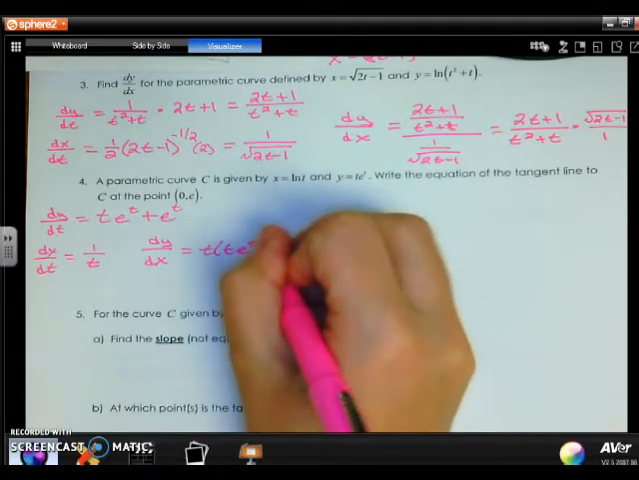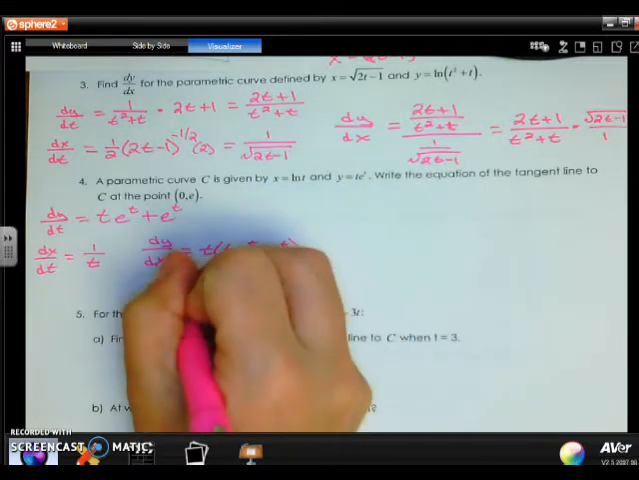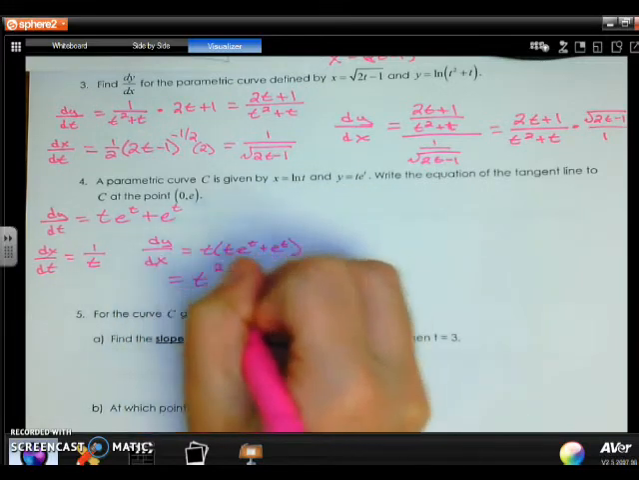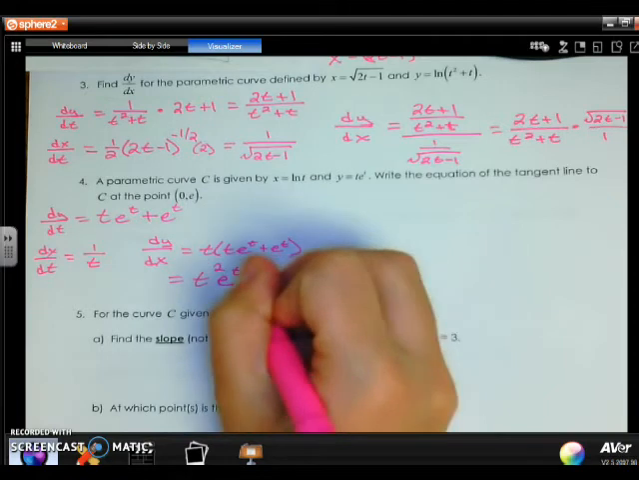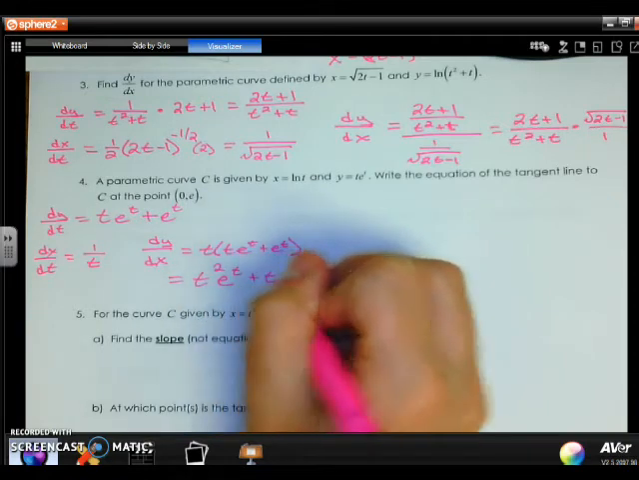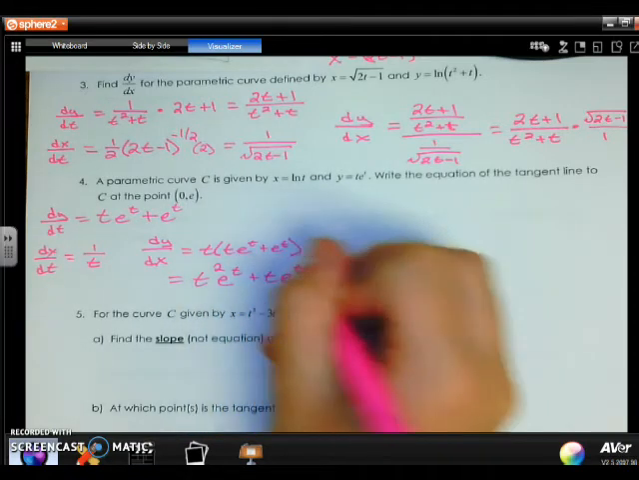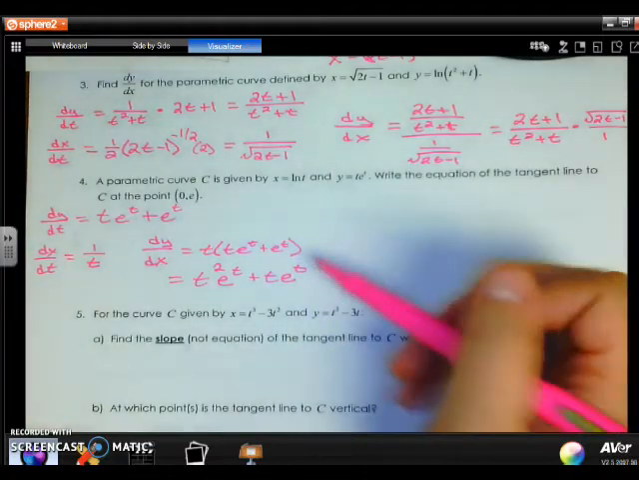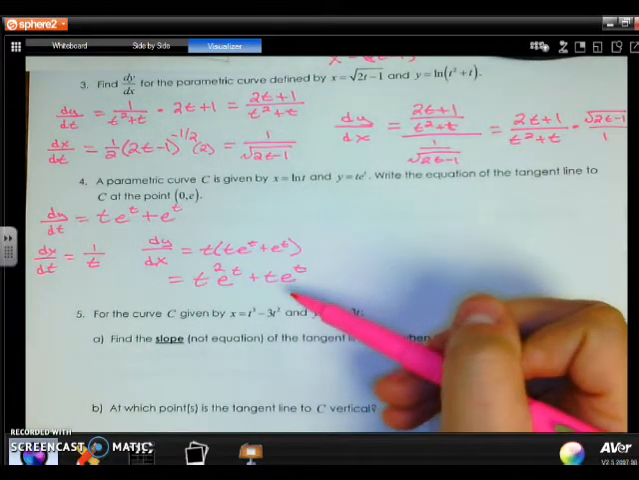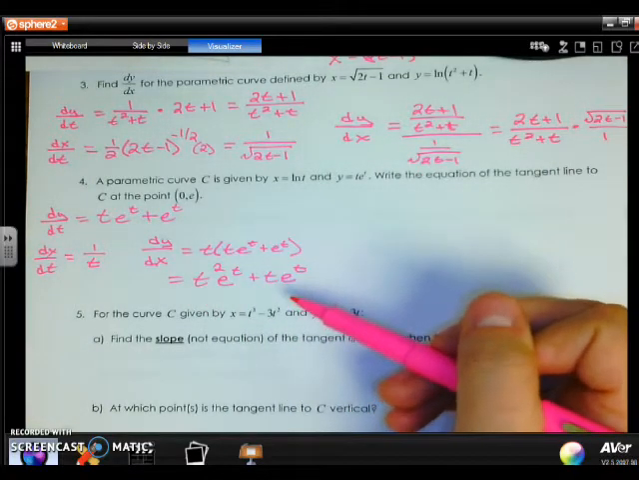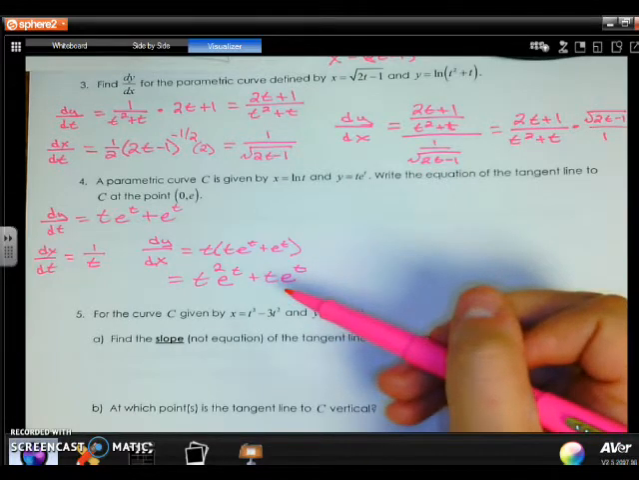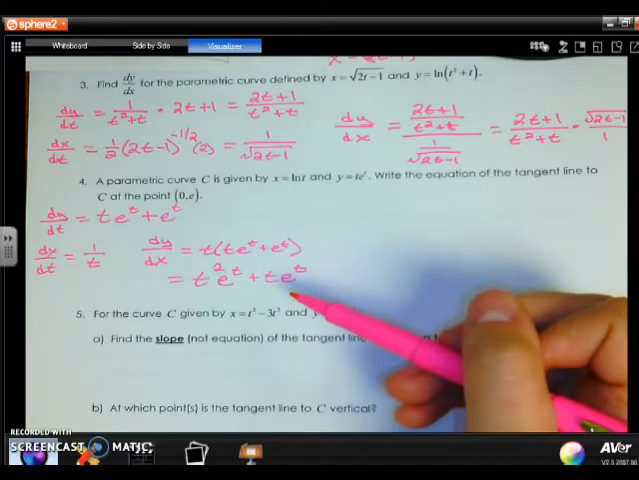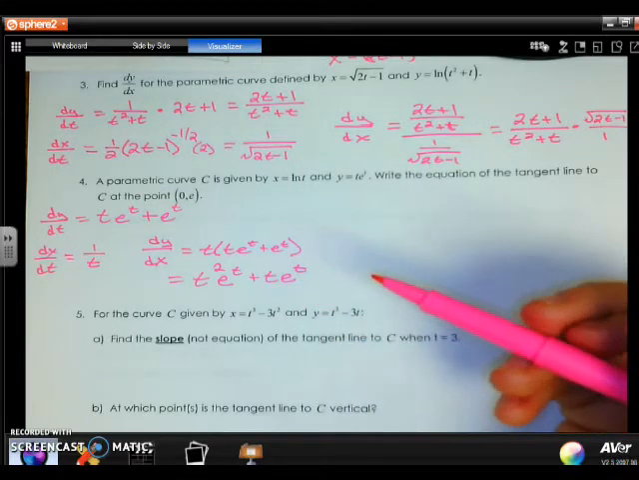And again, you could get that by doing a keep, change, flip. So we could also say this is t squared e to the t plus t e to the t. Okay? So that is my equation for the slope. Now, if I actually want to get the m, I have to take that and plug into that. So essentially what you're doing is you're evaluating the derivative.